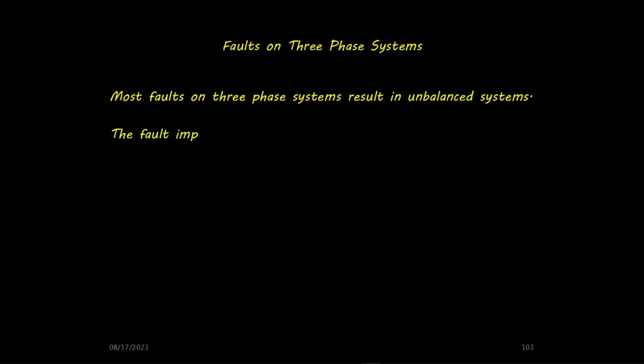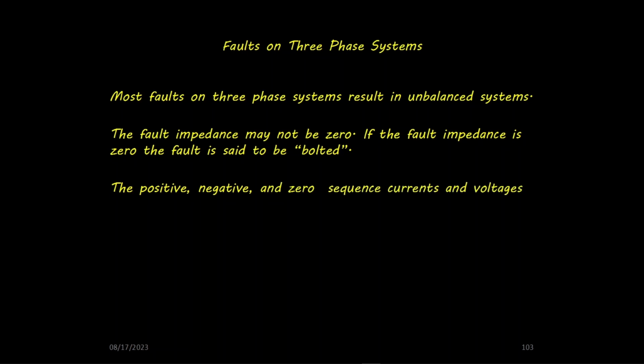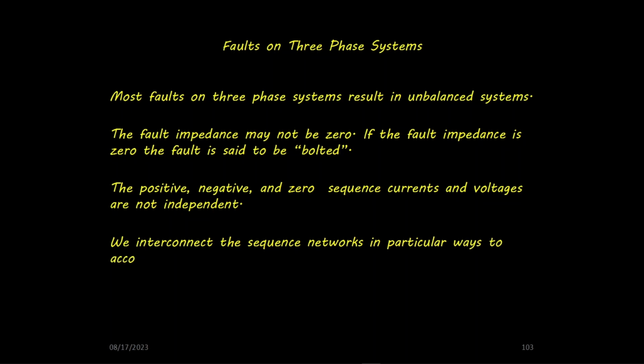The fault impedance may not be zero. If the fault impedance is zero, the fault is said to be bolted. The positive, negative, and zero sequence currents and voltages are not independent. We interconnect the sequence networks in particular ways to account for this interaction.